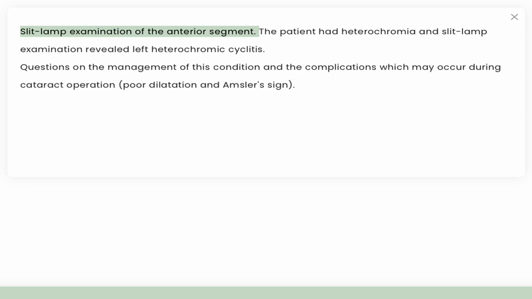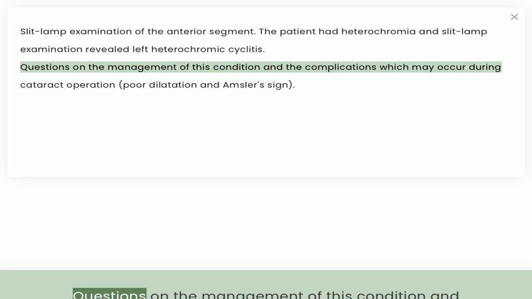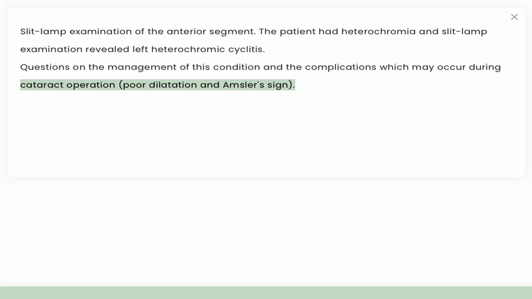Slit lamp examination of the anterior segment. The patient had heterochromia and slit lamp examination revealed left heterochromic cyclitis. Questions on the management of this condition and the complications which may occur during cataract operation.